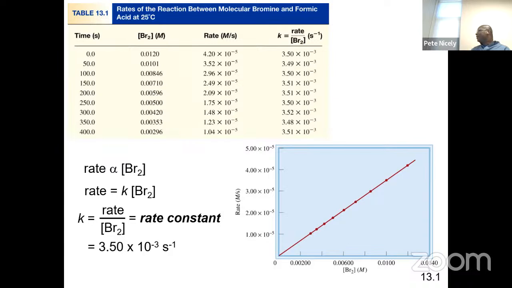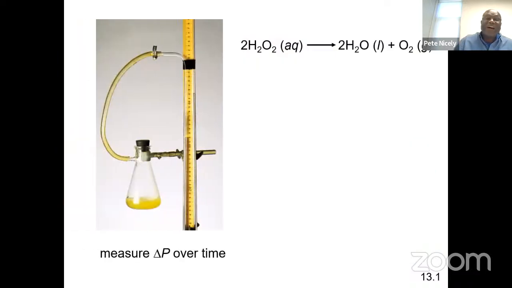Okay, here's another reaction. This reaction is a decomposition of hydrogen peroxide to form water and oxygen, all right? In this case, again, as I said before, it's a matter of convenience as to what substance you monitor in order to determine the rate of the reaction. In this case, the substance that we're monitoring is the oxygen. And we can monitor the amount of oxygen by measuring its pressure. And that's what this setup here is all about. Here is where the reaction is taking place.